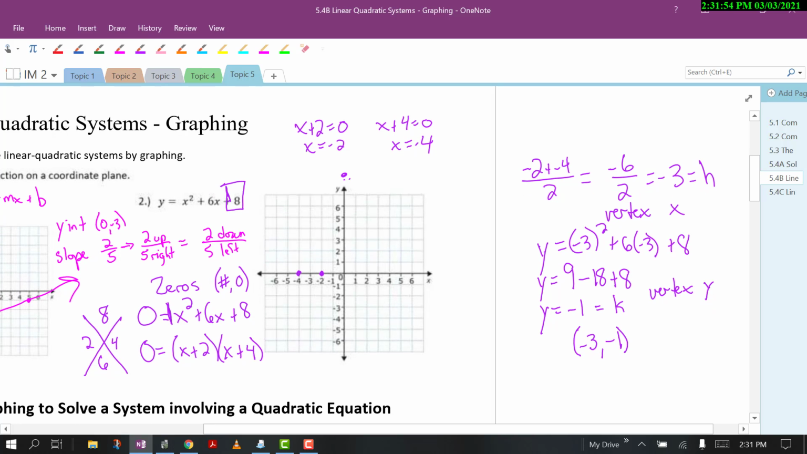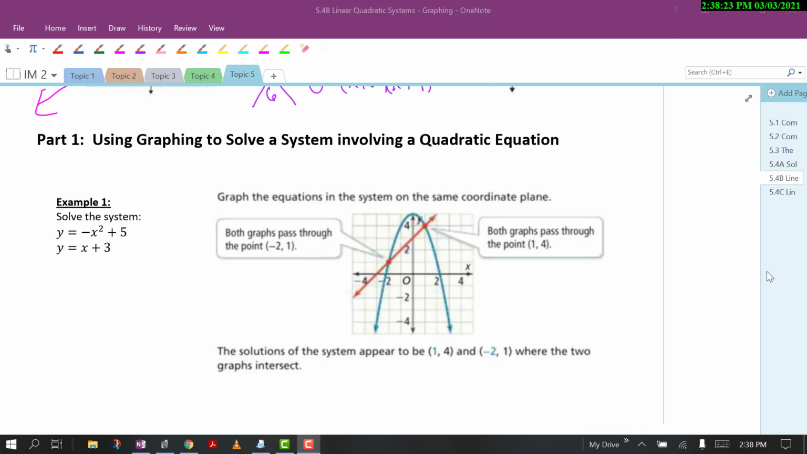So we can graph our vertex right here and connect the dots. Problem is, is this super accurate? No, because after those 2 points, we don't know exactly the angle that they take off at. So that's why graphing by hand to find these system solutions might not be the best way to go. So we're going to look at other ways to do that later on.